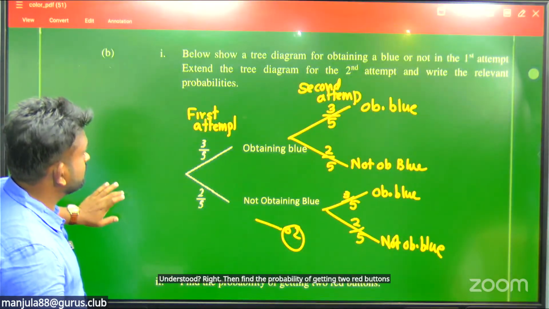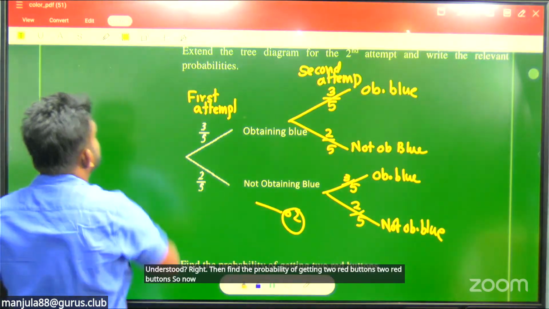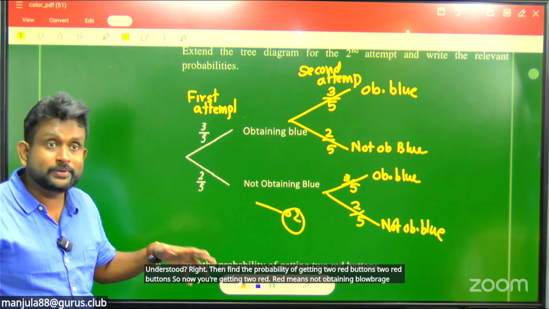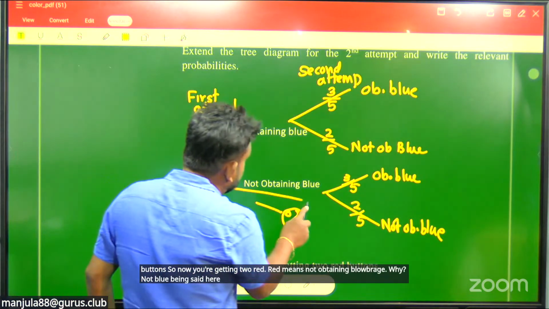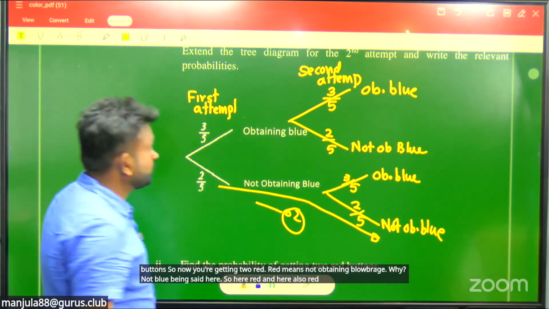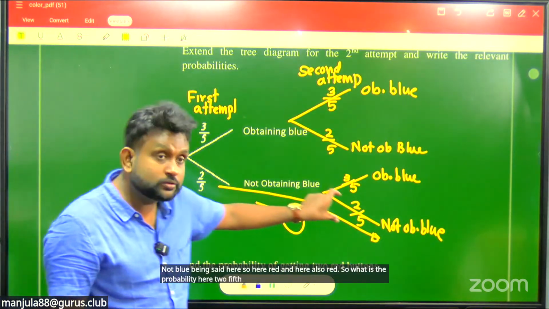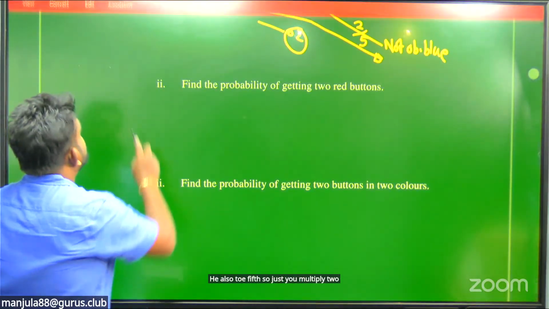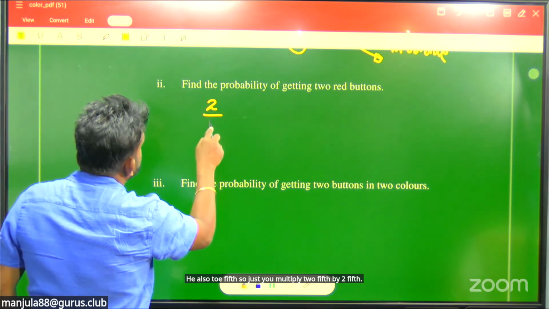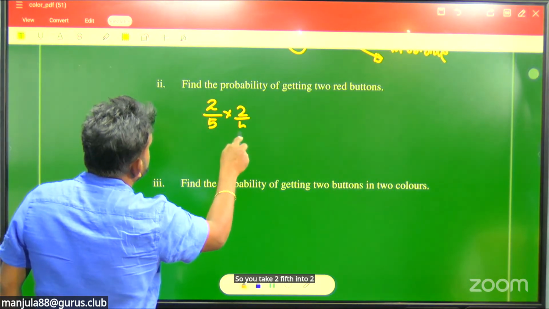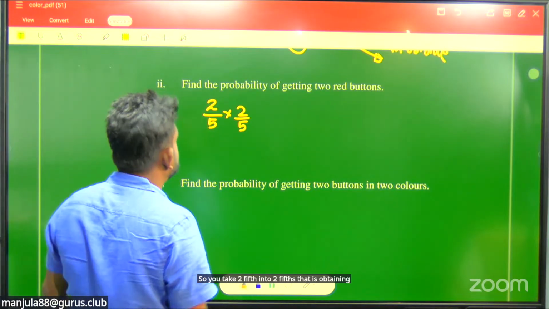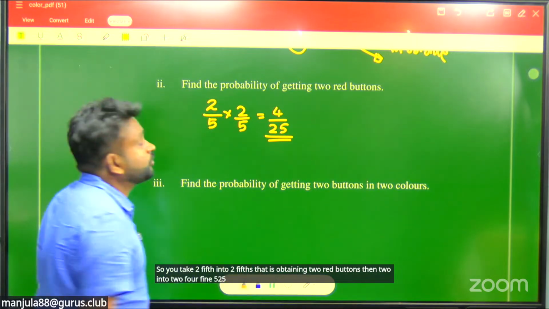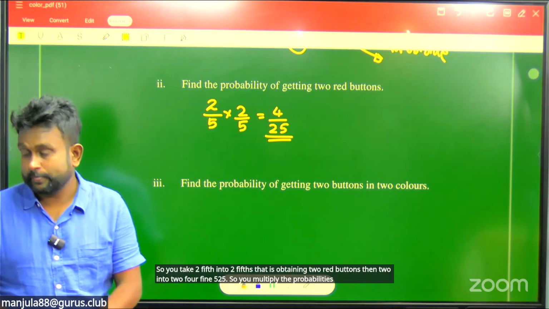Then find the probability of getting 2 red buttons. So now you're getting 2 red. Red means the not obtaining blue branch. Not blue means red. So here red and here also red. So what is the probability? Here 2/5, here also 2/5. So you just multiply 2/5 by 2/5, that is obtaining two red buttons. 2 into 2, 4, 5 into 5, 25. So you multiply the probabilities through the branches.